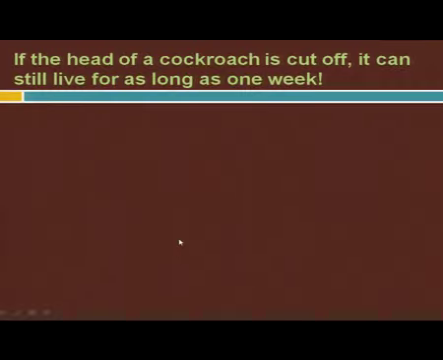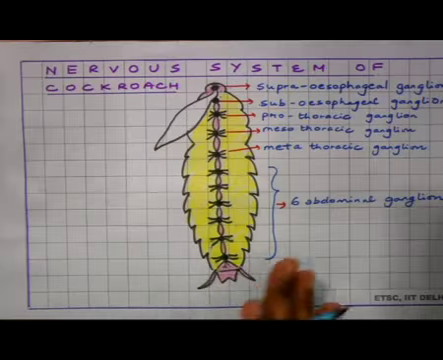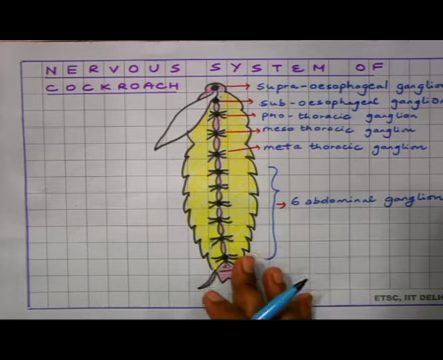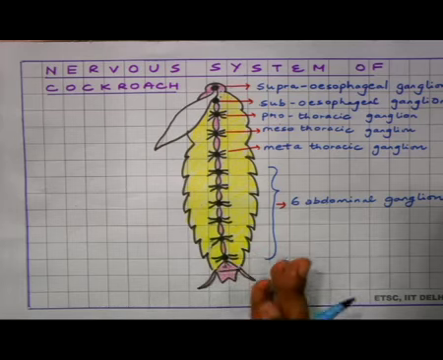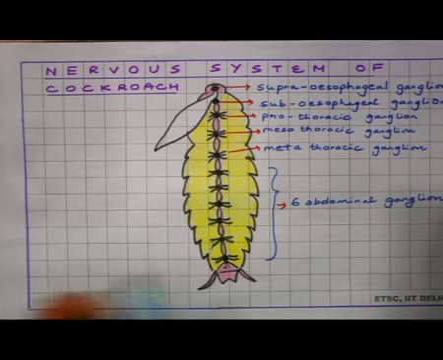Apart from the nervous system of cockroach, we have learned that there are many sensory receptors present in the cockroach. They have a pair of compound eyes, a pair of antennae, maxillary palps, and labial palps, which help in sensing the environment and in locating food resources. They are also part of the nervous system of the cockroach.